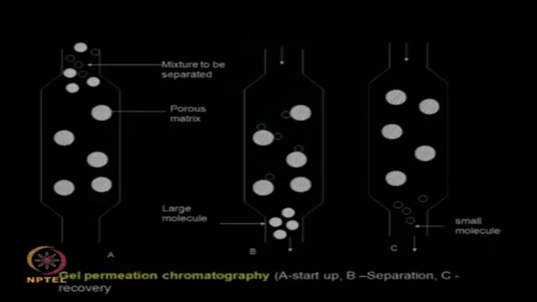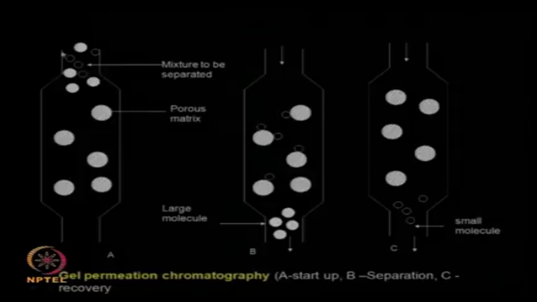It is almost like a filtration, because filtration is based on size. It separates small particles from large particles using a medium. The same thing happens with gel permeation chromatography as well. So it separates small molecules, that means small proteins, from large proteins based on the size.